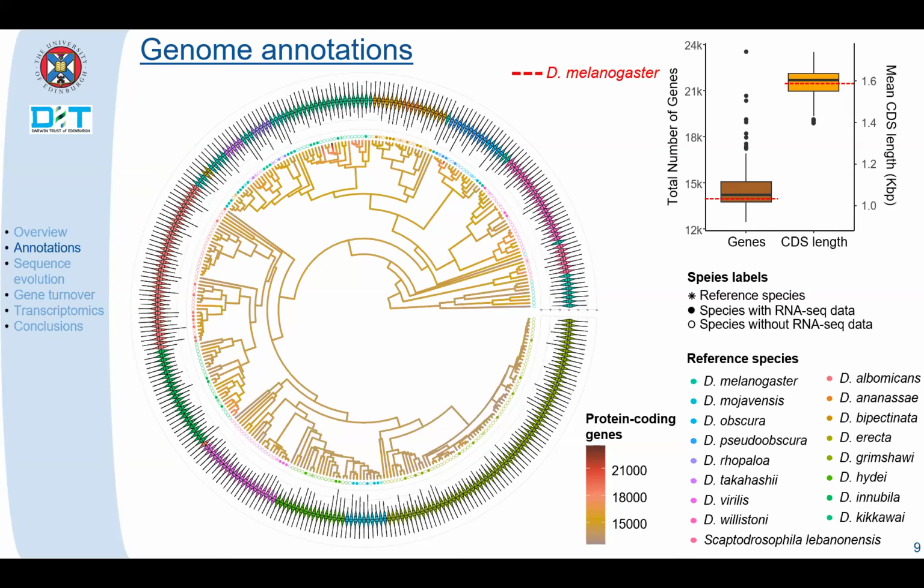But overall, as you can see, the reference species, Drosophila melanogaster, sits comparatively within the broader range of the number of protein-coding genes and the CDS length across both biology and also the CDS length distribution. So this means that we are not systematically over- or under-annotating the genes in these terms.